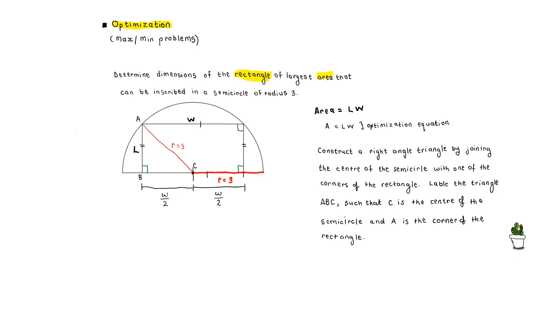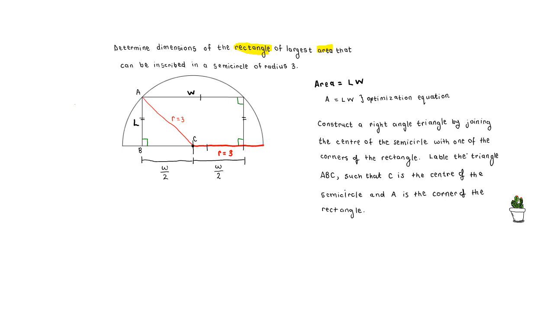Now, we can actually develop a constraint equation for ourselves. So in triangle ABC, you have that L squared plus (W over 2) squared must equal 3 squared. And this is the theorem of Pythagoras. So applying the theorem of Pythagoras in triangle ABC, we have that the length L squared plus the length W over 2 squared must give us the radius squared.